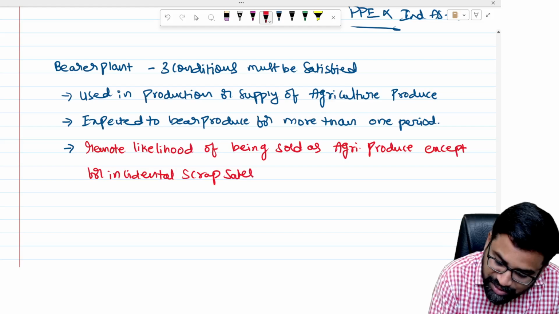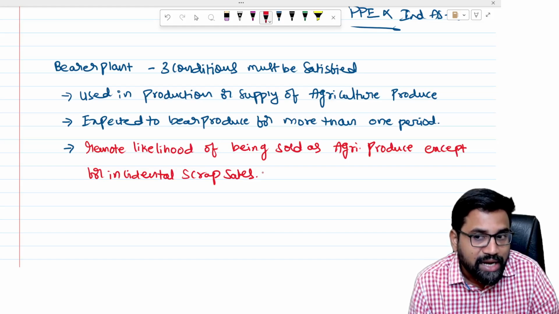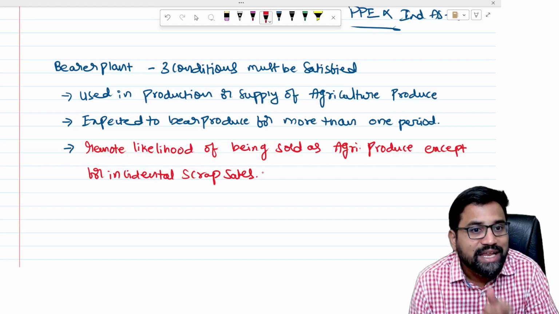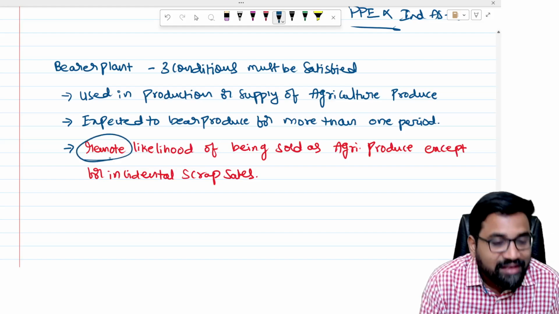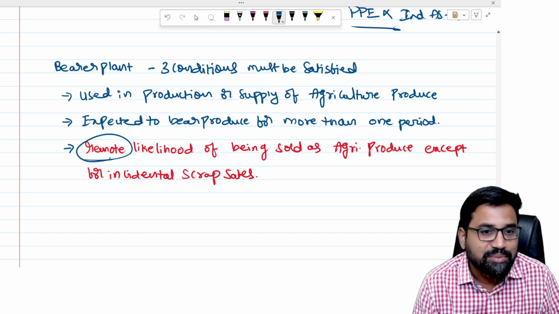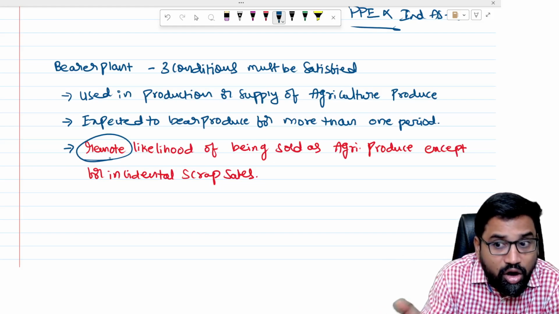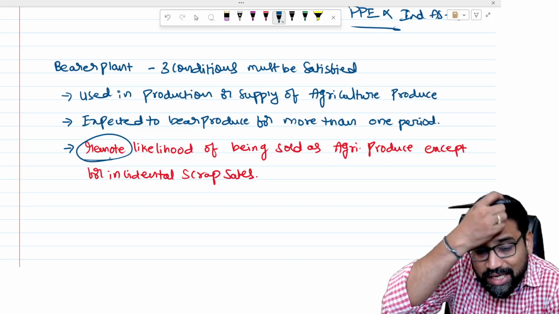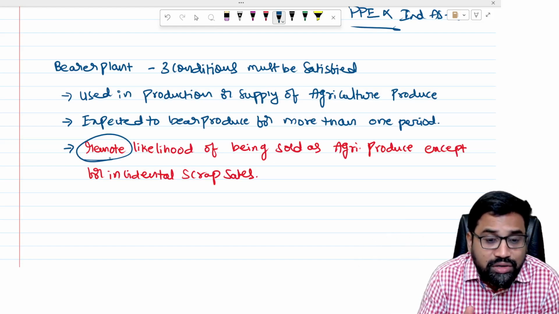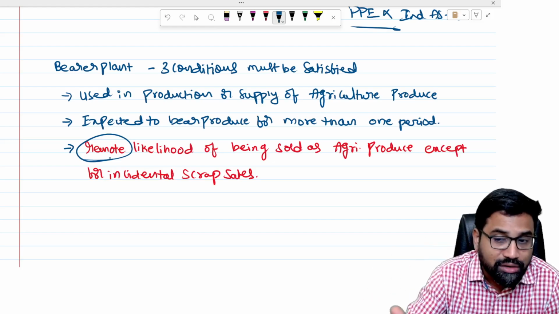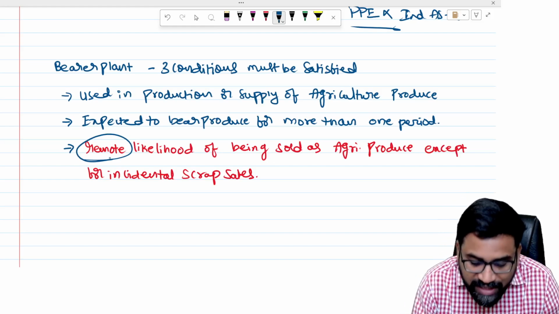Incidental scrap sales. Sir, what is the meaning? See, the plant you want to call a bearer plant cannot be sold as an agriculture produce. Remote likelihood. Remote means rare. Rare chances that it is sold as an agriculture produce. Sir, tell me, suppose a mango tree. Is the mango tree cut down and sold, or will the mangoes be sold? Mangoes. A coconut tree: will the coconuts be sold, or will the coconut tree be cut down and sold? No. Therefore, the tree should not be grown for its wood for sale. That is the third condition: remote likelihood of being sold as an agriculture produce, except for incidental scrap sales.